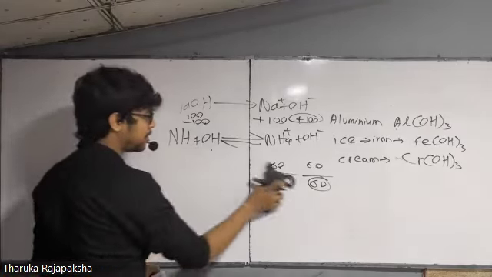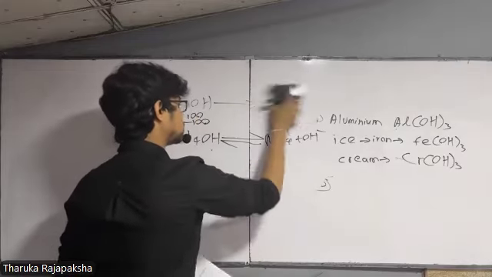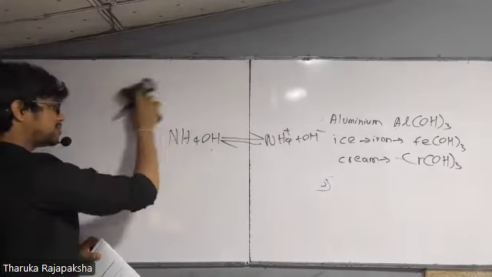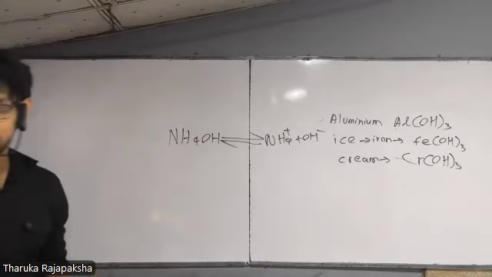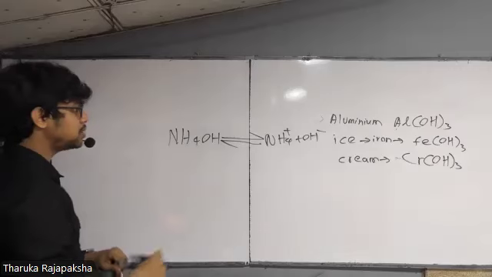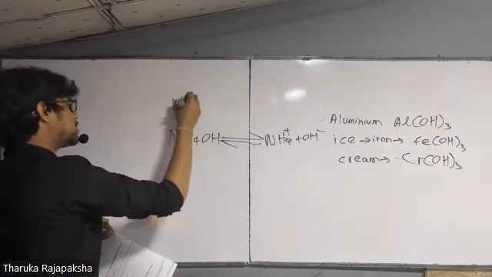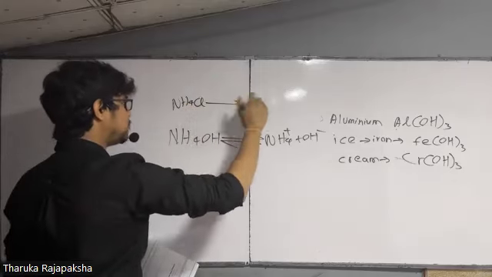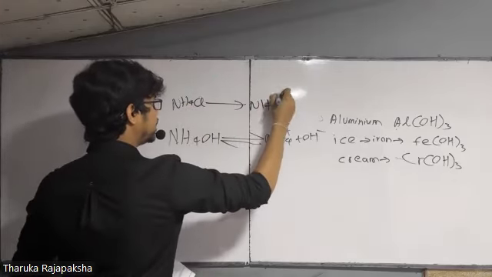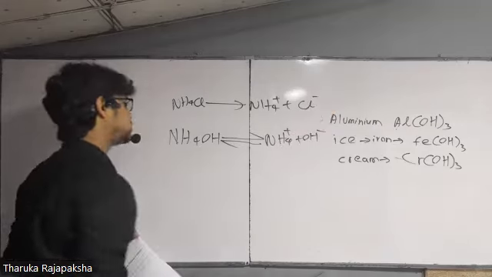Also, people, we can add a regulator to this to favor the reaction more towards the back direction. We can favor the reaction more towards the back direction by adding ammonium chloride. What does ammonium chloride do? Ammonium chloride will dissociate fully in order to form ammonium plus and then Cl minus.